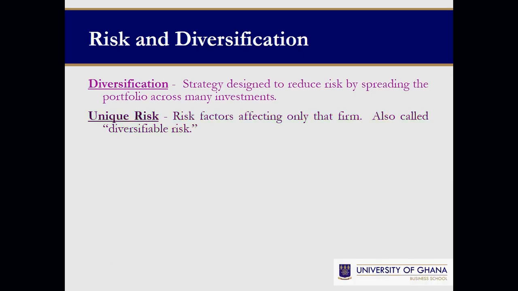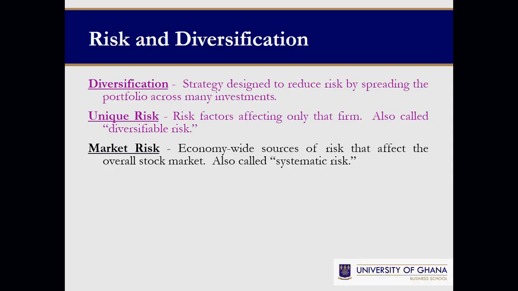So risk diversification. Risk diversification is a strategy designed to reduce risk by spreading a portfolio across many investments. You see? So basically, that's the main reason why we are learning this topic, risk and return. We want to diversify our investment so that we wouldn't really be at a loss, right? So there are some kinds of risks that are associated with our investments. We have unique risk, which consists of risk factors affecting only that firm, and is also called diversifiable risk. So these are risks you can run away from. It only affects a particular firm.